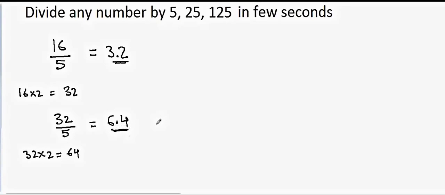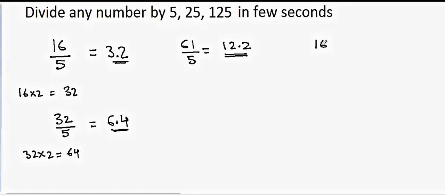My answer is 6.4. Again, if I have 61 and I want to divide by 5, the answer will be 122, one decimal, and that will give me 12.2. So that's pretty easy. How did I come up with this trick? It's not magic, it's just a simple trick.